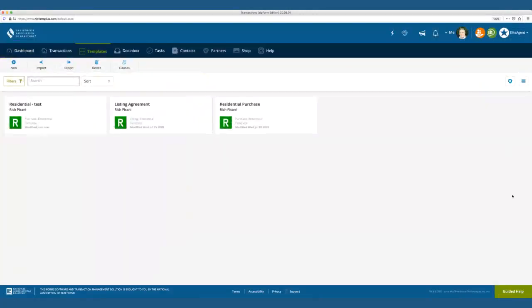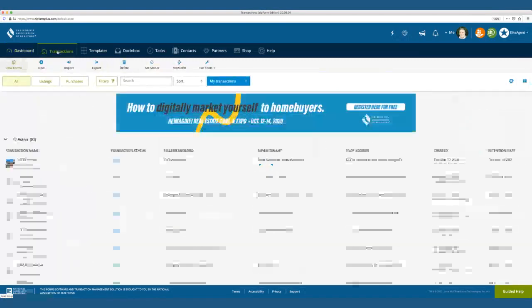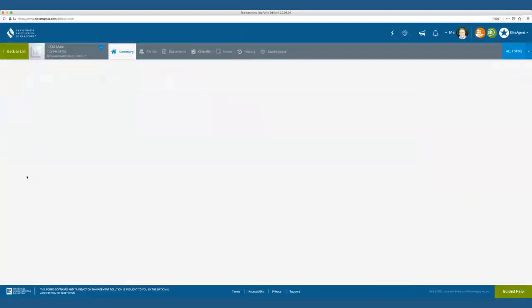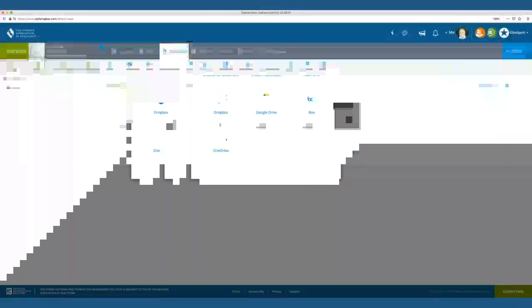So there's your template. You can do one for a listing agreement or lease, anything you do. So go back to the transactions, and I'm going to open this transaction right here. Basically, it's a transaction that I've done previously using this template. And, oh, no, don't want that.